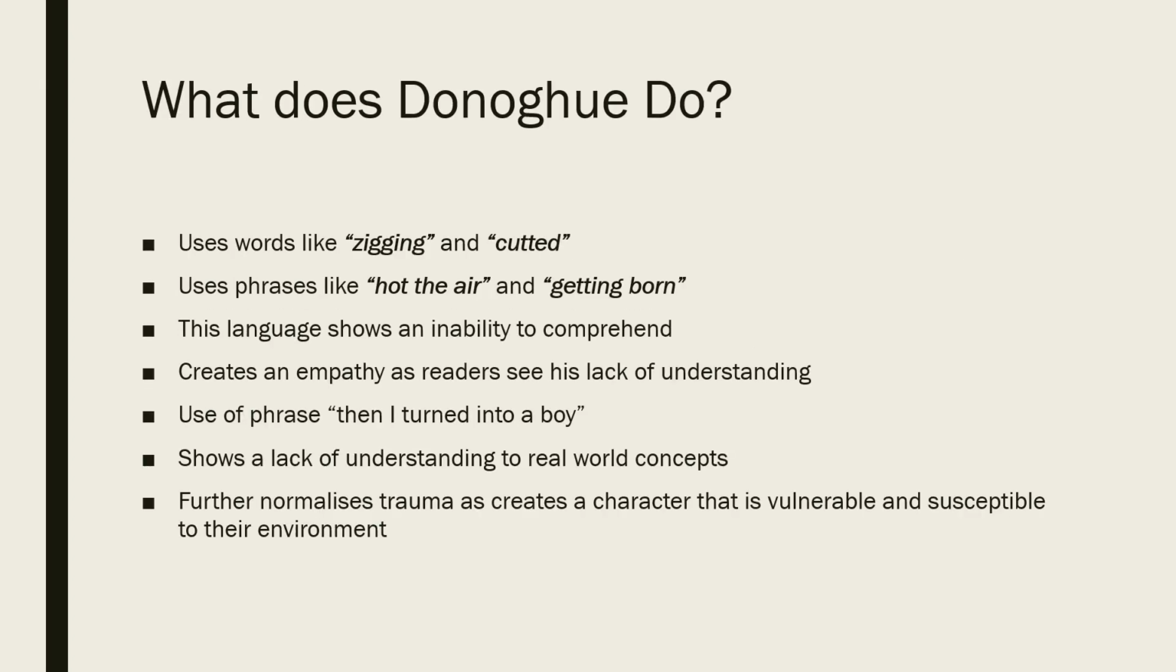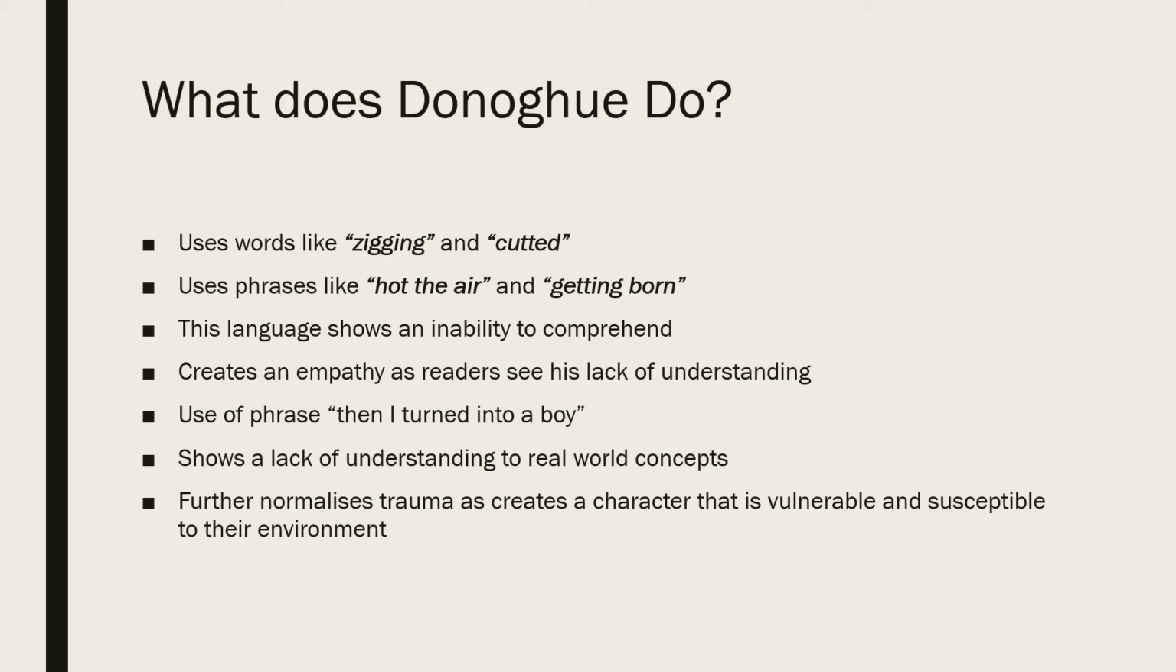As we can see from this passage, Jack's dialogue often incorporates sections of informal language, not only to capture his voice as a 5-year-old, but also to assist in normalizing his trauma. Donoghue, when writing Jack, uses words like zigging and cutted, as well as the phrases hot the air and getting born. This language shows his inability to comprehend and the development that his brain is still undergoing. It creates an empathy for Jack and his situation, as we as readers can see his lack of understanding.